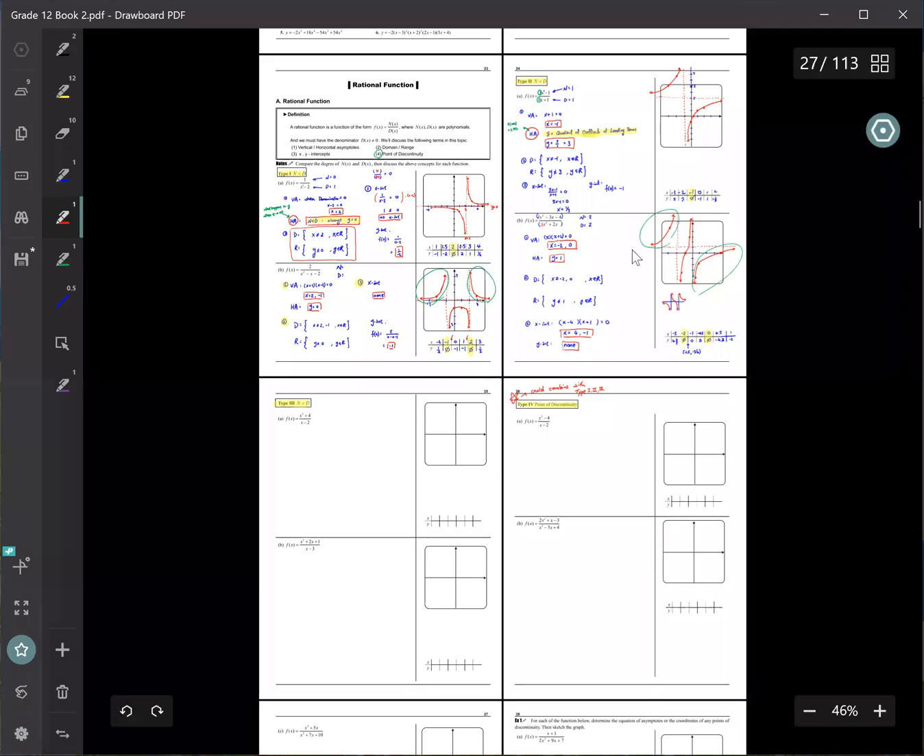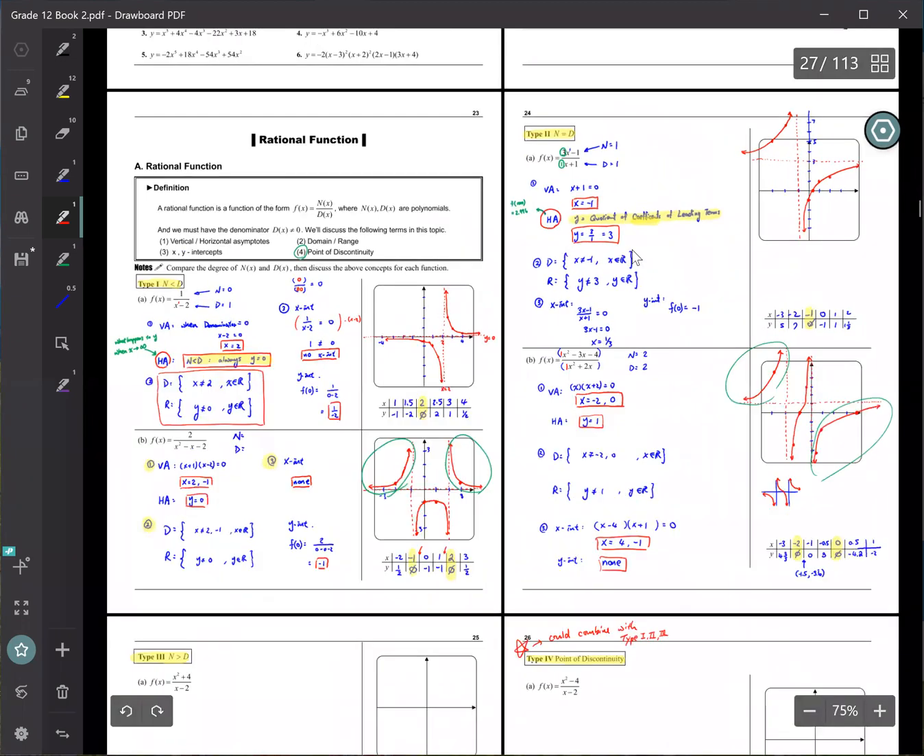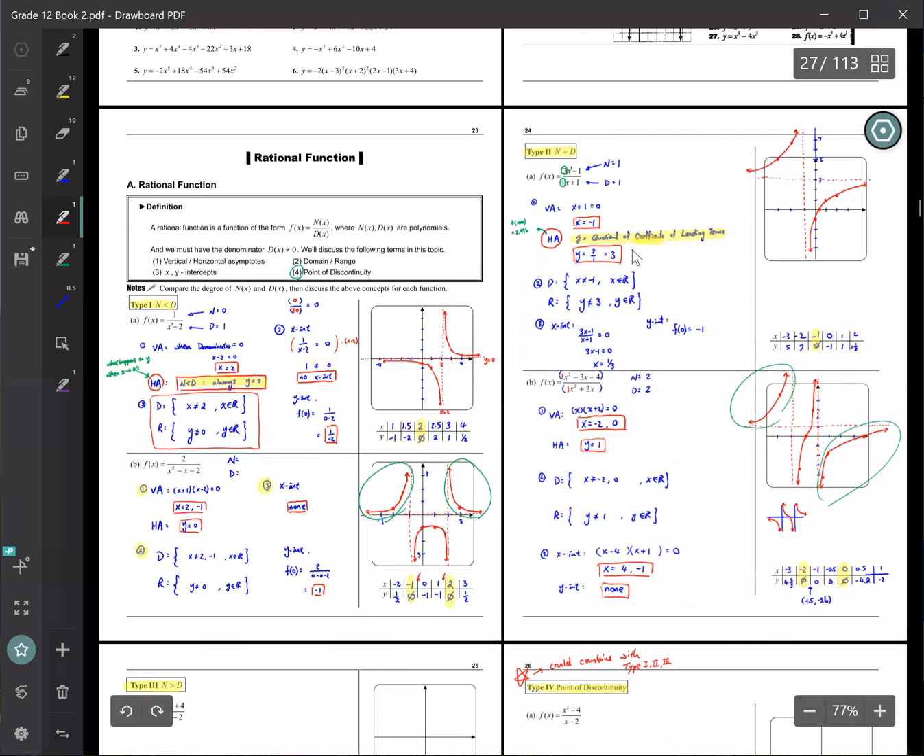So let's quickly recap what we did before the break. The main point that you need to memorize is the horizontal asymptote. N less than D is always y equal to 0. N equal to D, then the horizontal asymptote is the quotient of the coefficients. Make sure you remember that. And then we looked at two special questions that have two vertical asymptotes.